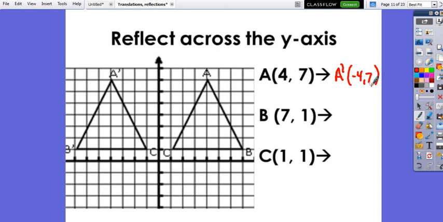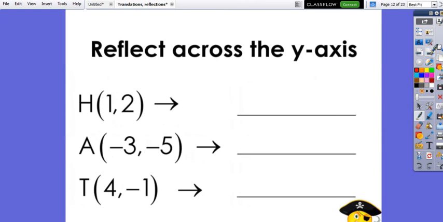So, what is A prime, Jatori? Alright, what is B prime, Ty? Good. Okay, what is C prime, Austin? Yep. Very simple. Okay, following the rules. Alright, Matt's all about the rules. Okay, here's another set of examples. Go ahead and do these on your own.